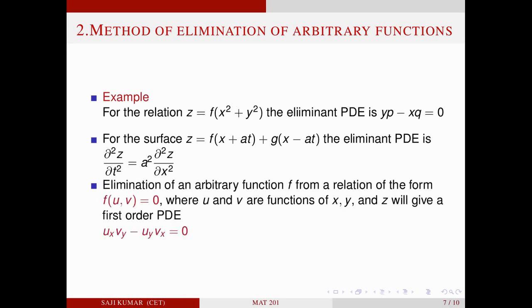Another topic we will cover in this class is elimination of an arbitrary function f from a relation of the form f of u, v is equal to 0, where u and v are functions of x, y and z. The eliminant PDE will be a first order PDE u_x v_y minus u_y v_x equal to 0. Here we have only one arbitrary function, say f, so the eliminant PDE is a first order PDE. Later in this class I will prove the relationship, how to form this partial differential equation from the given relation f of u, v is equal to 0.